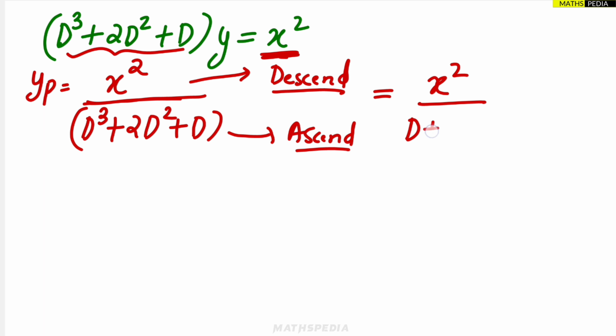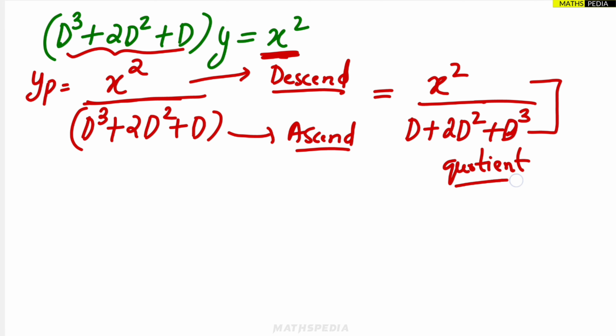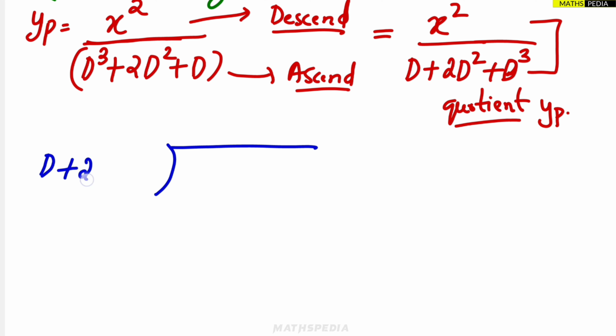So d should come first, a small value, a small power, then 2d square, then d cube will come. Okay, this is very important. Now we have to divide these two. Whatever quotient we get will be the yp value. That's it. To divide these two, how to divide? Let us see. D plus 2d square plus d cube outside, inside it will be x square.